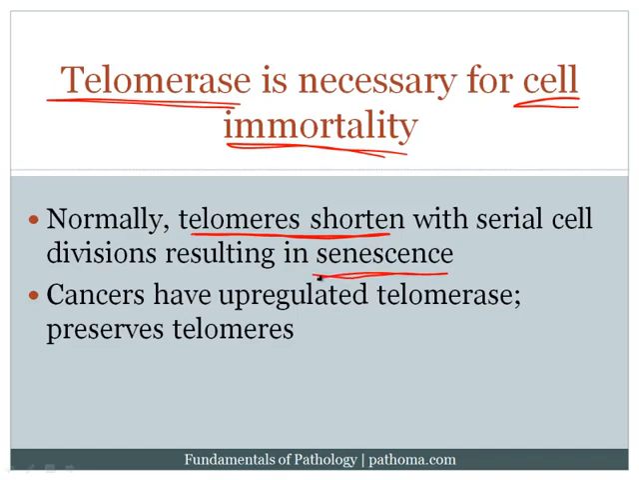and every time they shorten, eventually that results in senescence. So the continuous shortening of the telomeres with serial cell divisions results in senescence, in which a cell basically shuts down and stops dividing. Cancer cells can't stop dividing. They need to keep dividing, keep dividing, keep dividing, and the cells are basically immortal. That's how cancer works. And so cancer often has upregulated telomerase, which preserves the telomeres so that cancer cells can avoid senescence. And that's an important general principle concerning cancer cells, that often telomerase is upregulated.